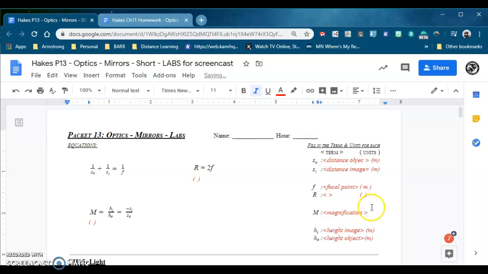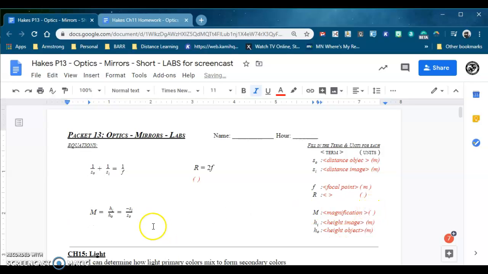Now, units for magnification. If I find magnification by dividing meters by meters, those meters would cancel out there, so there's no units for magnification. The other way of looking at this one here, the inverse of our image distance divided by the object's distance, is another way to find magnification.